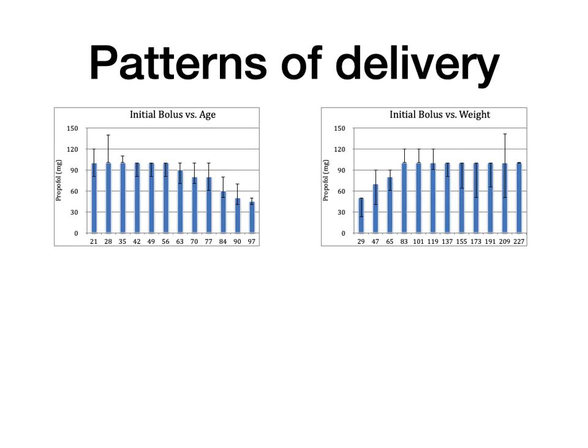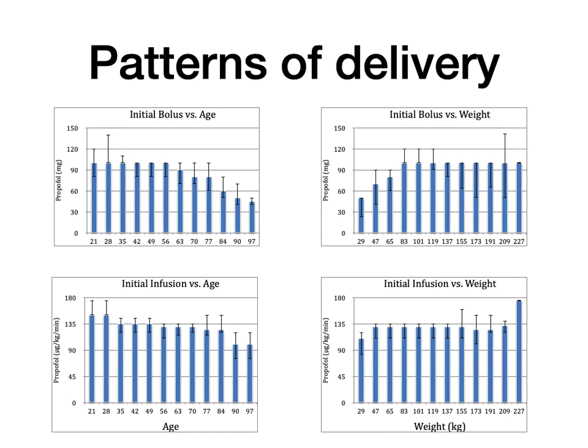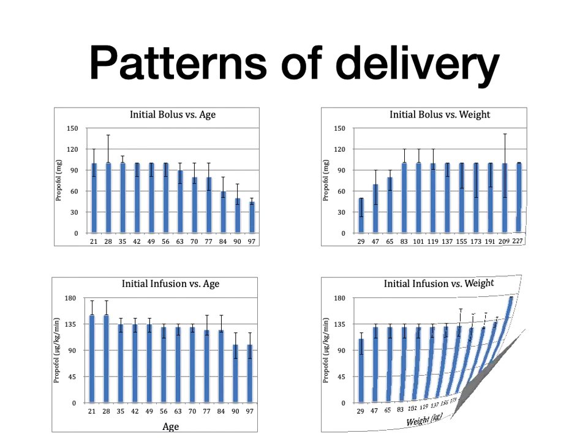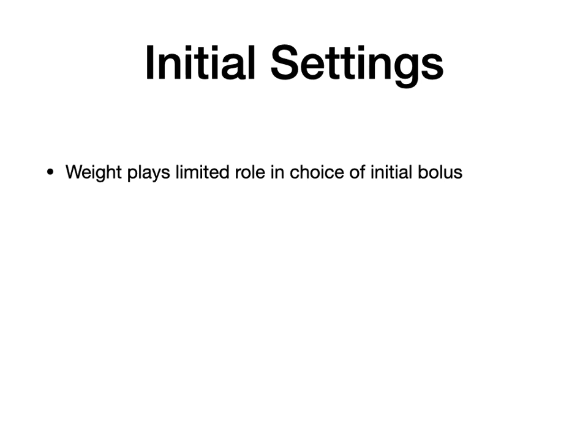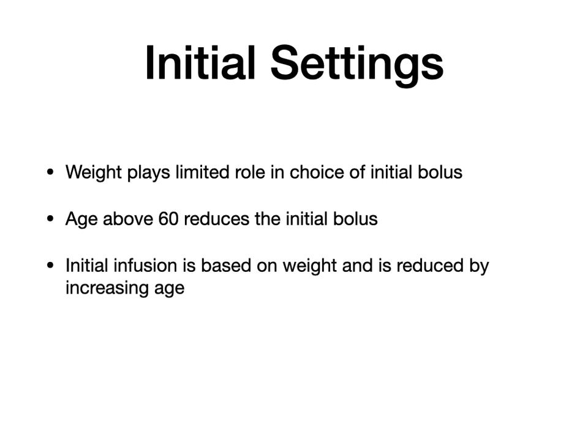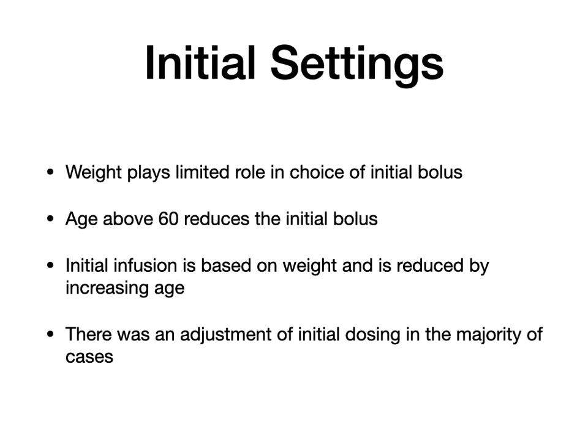There were some patterns of delivery that were apparent, looking at initial bolus versus age and weight, and initial infusion rate versus age and weight. And we can conclude that weight plays a limited role in choice of initial bolus. Age above 60 reduces the initial bolus. The initial infusion rate is based on weight and is reduced by increasing age. But there was an adjustment from the initial dosing in the majority of cases.